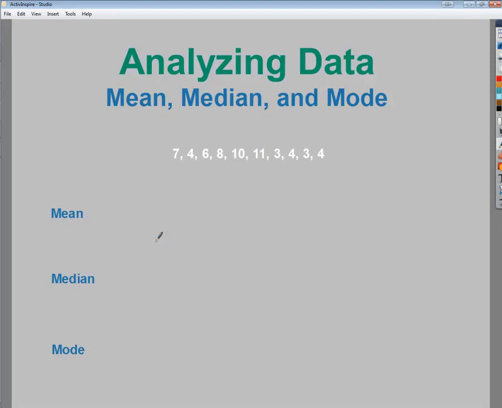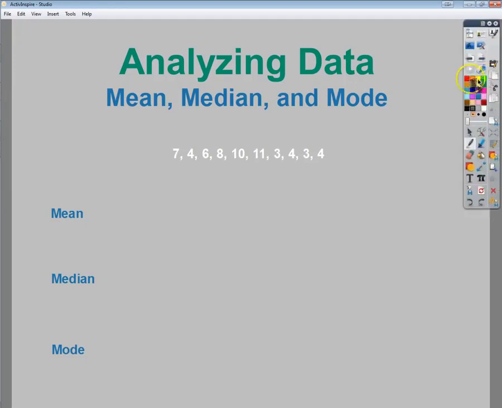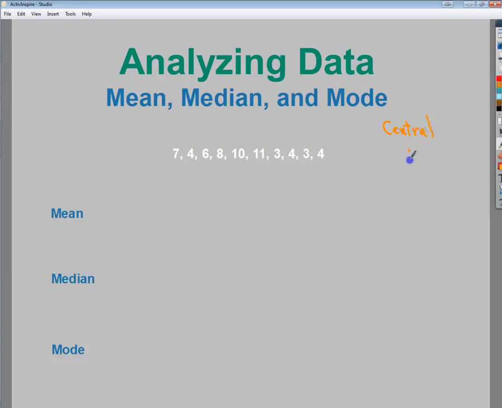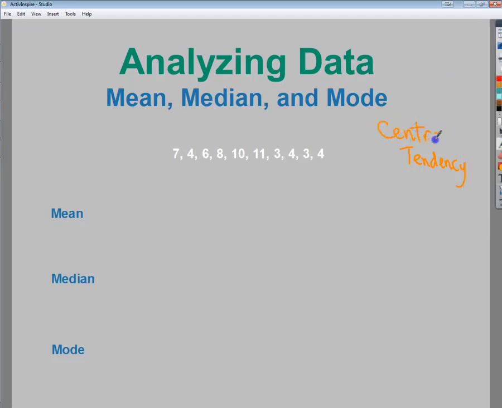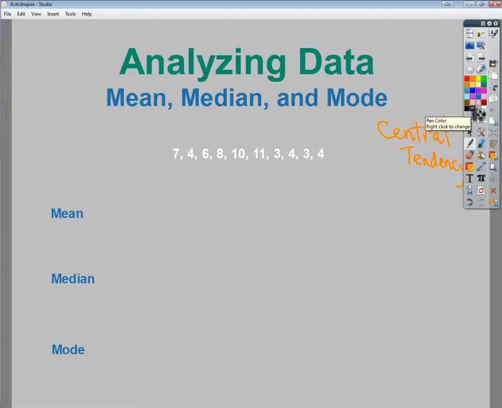The most common ways are called measures of central tendency. I'll throw that in the corner over here. Central tendency, because you're saying something about where the middle of the numbers is, or what happens a lot, or that sort of thing. I'm getting lazy on my handwriting lately, so I'm trying to fix it. Mean, median, and mode. Those are the big ones that you usually deal with.